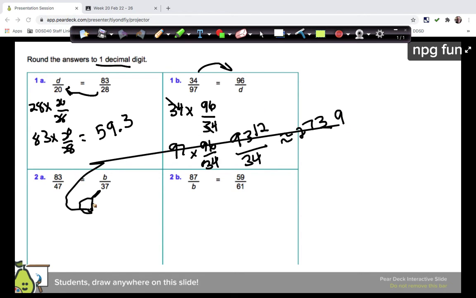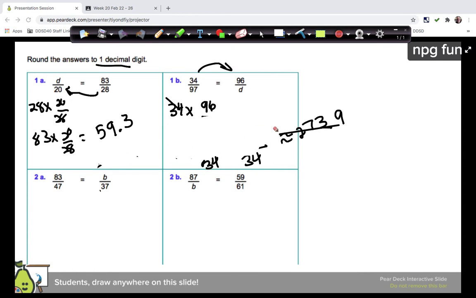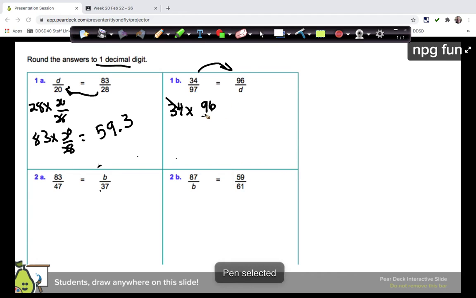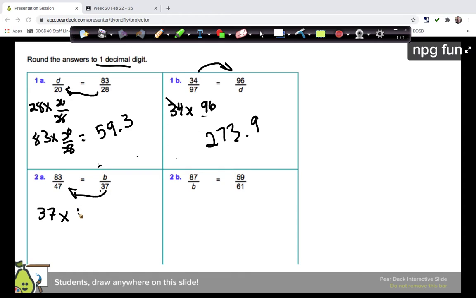Okay, let's do, whoops. I'll get rid of that last little bit there. I'll write that in here. 273.9. Okay, so to get from 37 to 47, 37 times 47/37. That's going to equal 47 because these just cancel out.